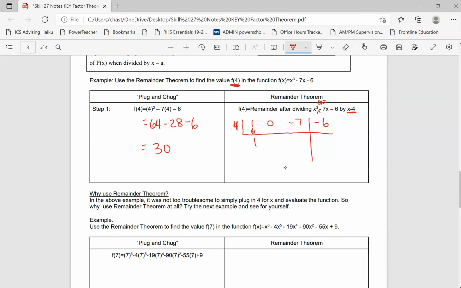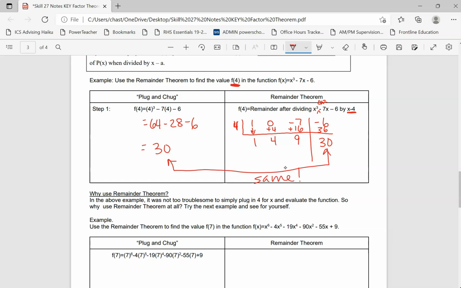1 times 4 is 4. 4 times 4 is 16. 9 times 4 is 36, and negative 36 plus negative 6 plus 36 is 30. Those are the same.